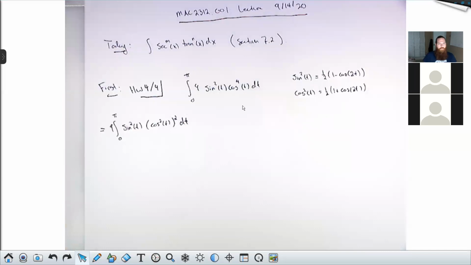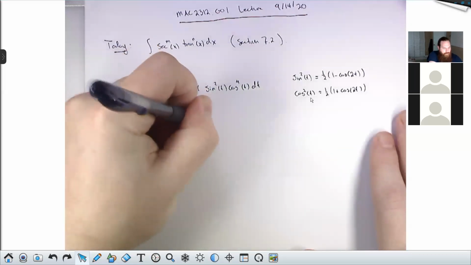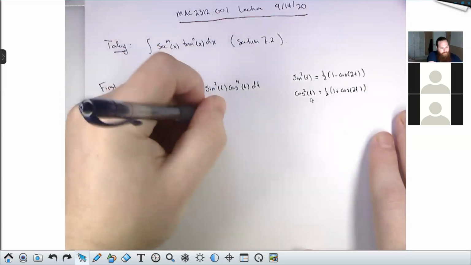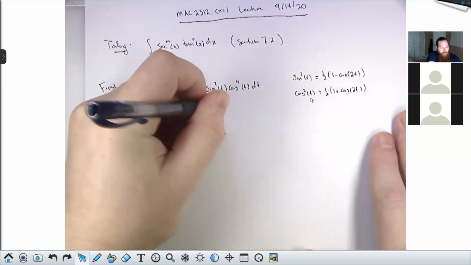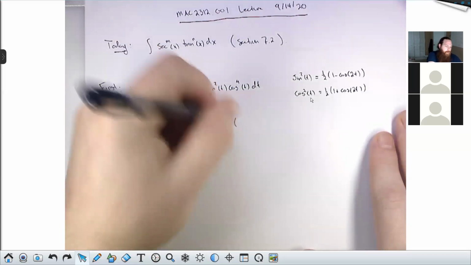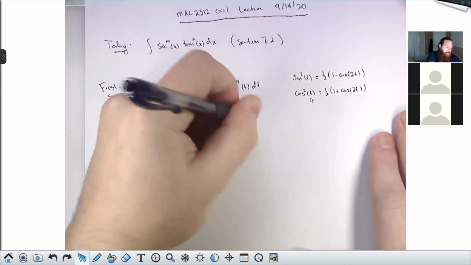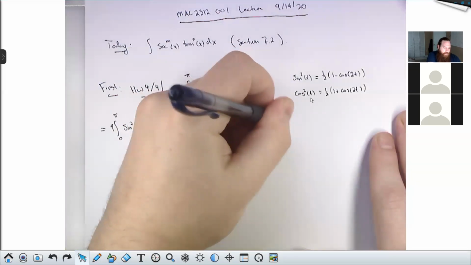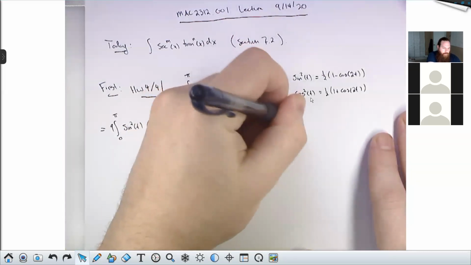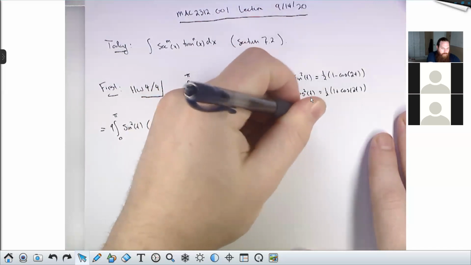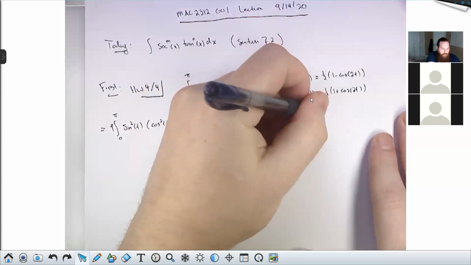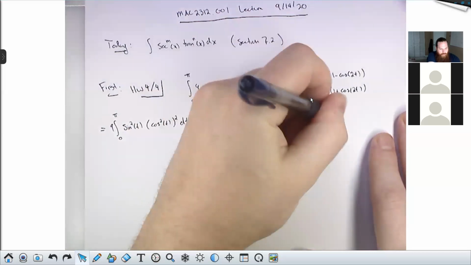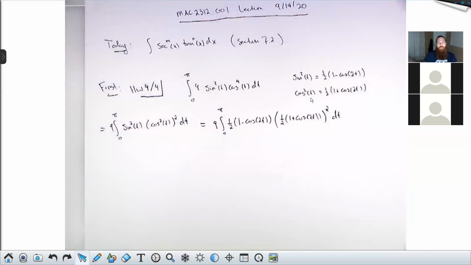All right, first I would write the cos to the 4 as the square of cos squared. And now I can go ahead and use both of those identities. And I popped out the 9 as well. So sine squared will get replaced by 1/2, 1 minus cos of 2t. And cos squared inside those parentheses will get replaced by 1/2, 1 plus cos 2t. So this is what my integral will look like.